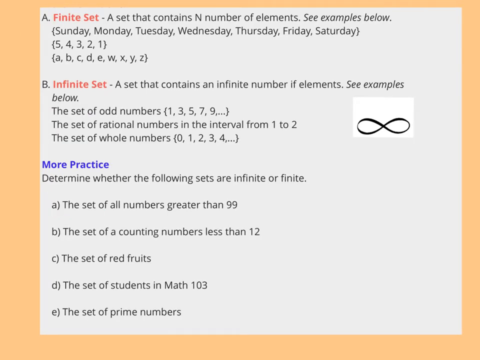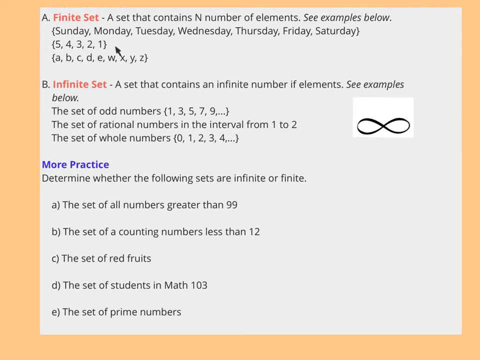Moving on to some more definitions, we can define a set as either being finite or infinite. A finite set means that that set has a set number of elements in it. We can count the number of elements and they stop at a particular number. So when we look at the set of days of the week, we have Sunday through Saturday, we can count how many elements this is. We have 7 elements in our set.